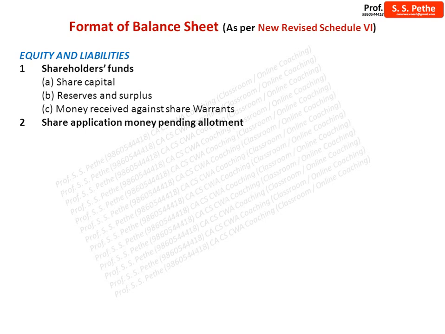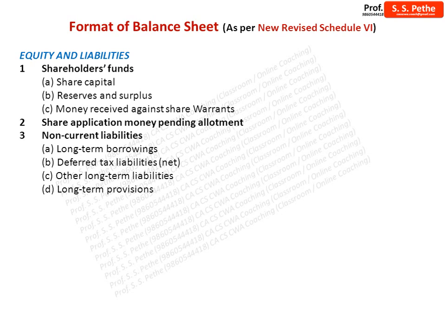First of all, we will see the equity and liability side. You have to remember, you have to mark this schedule. Let's first see shareholders' funds. It is the first item. It is bifurcated into three subheads: share capital, reserves and surplus, and money received against share warrants. After that, the main heading is share application money pending allotment.